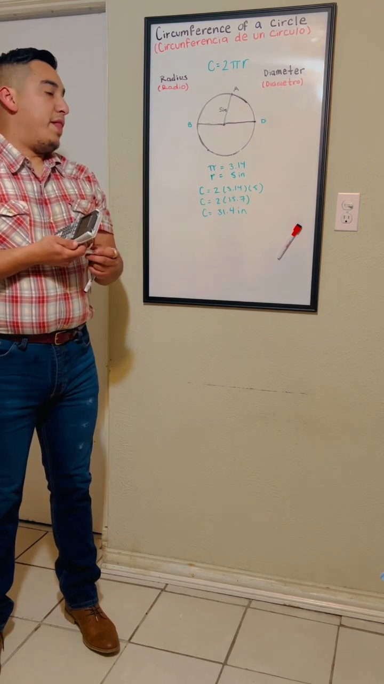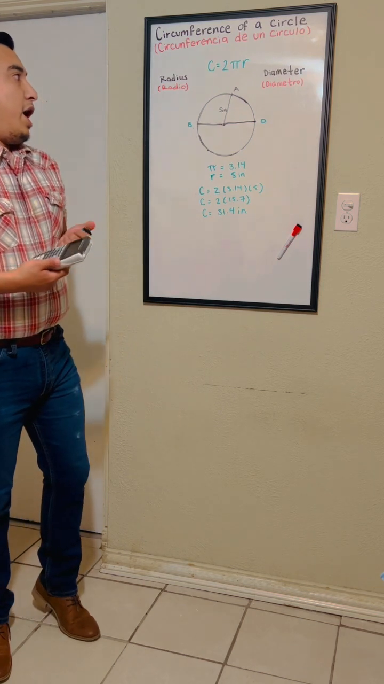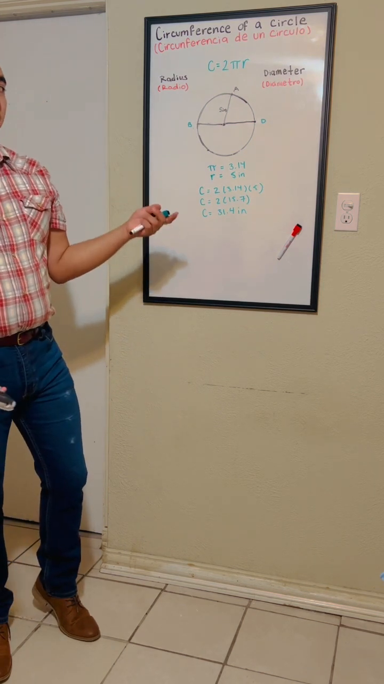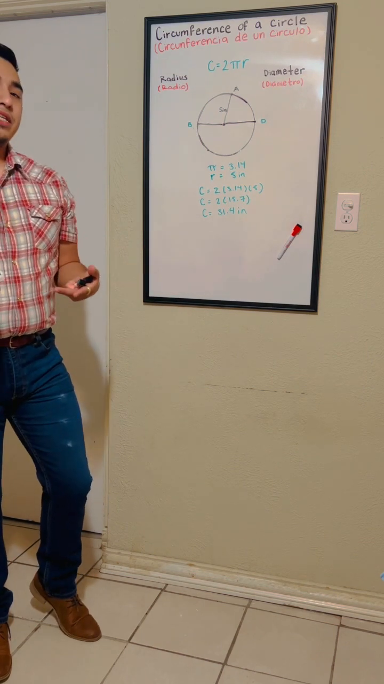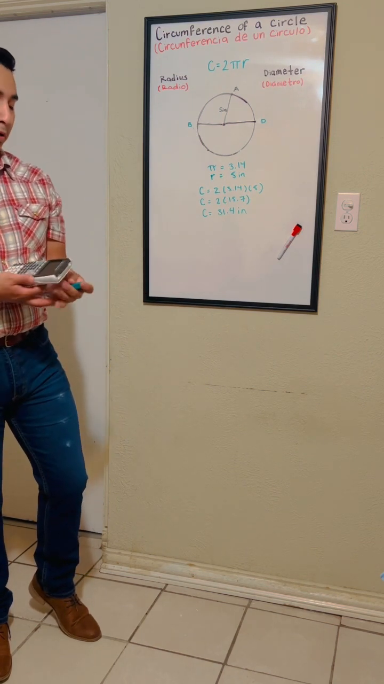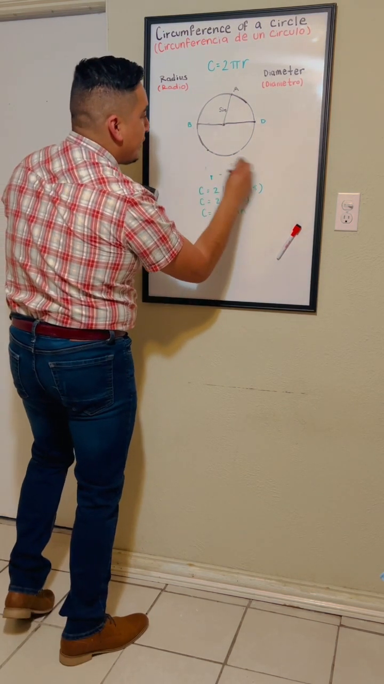Well, now that we have the circumference of the circle, let's try doing it with the diameter. If they give us a diameter and they don't give us a radius, let's see how that will look. So we're going to go ahead and erase all this.